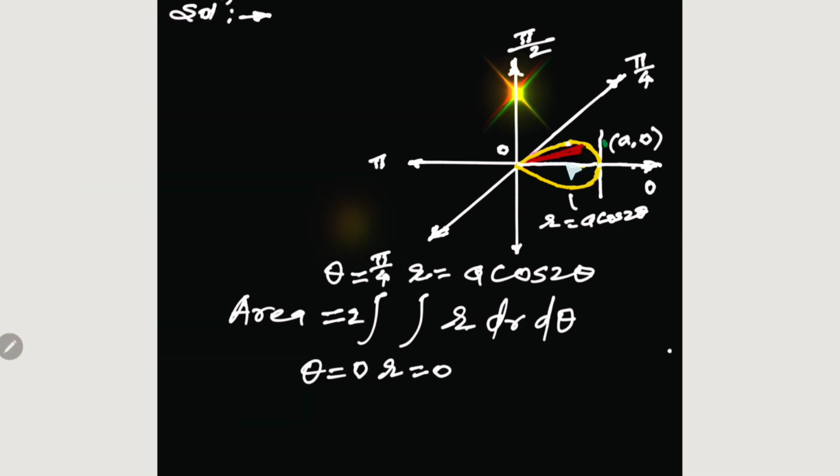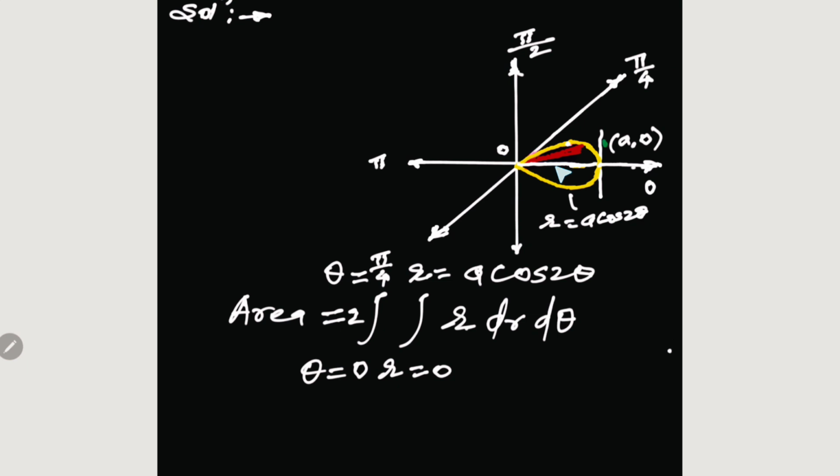That gives the area of the upper part only. We require the complete area, therefore we multiply by 2. These are the limits for the double integration to find the area. The important thing is the figure. Without the figure, if you draw these limits, it is meaningless. No marks will be given.